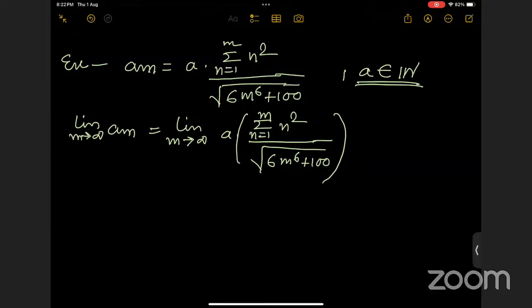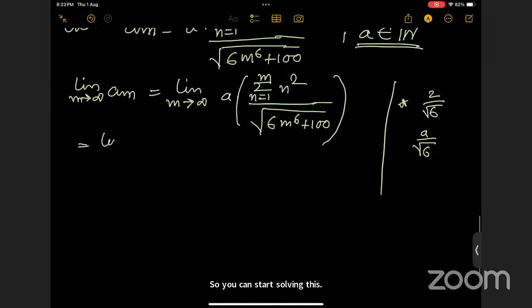Two by root 6. One answer we have is 2 by root 6. Any other? A by root 6. Okay, so you can start solving this.